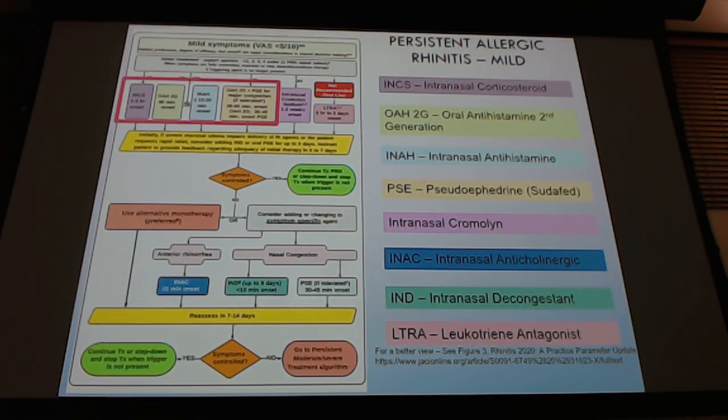This is now your persistent mild. So with my persistent mild, this is like year-round, they're having these symptoms. So now I need to be a little bit more aggressive. So we said before that we had our steroid as the second line kind of thing, right? When we were at our intermittent moderate to severe. Now it has moved up to first line.